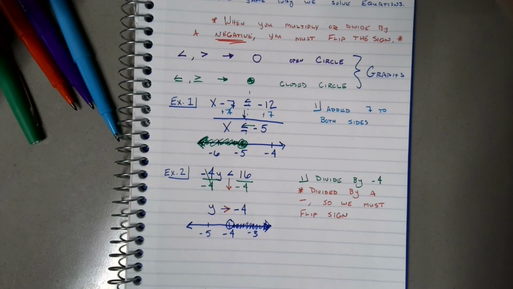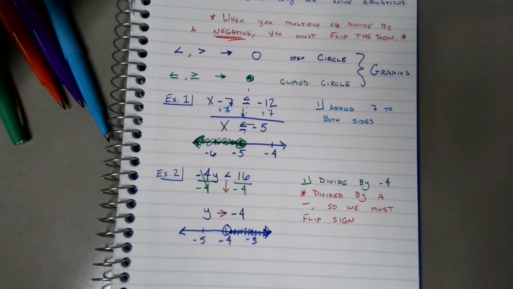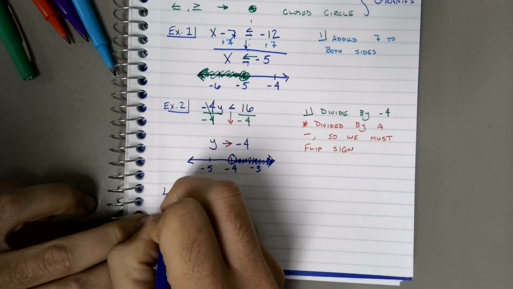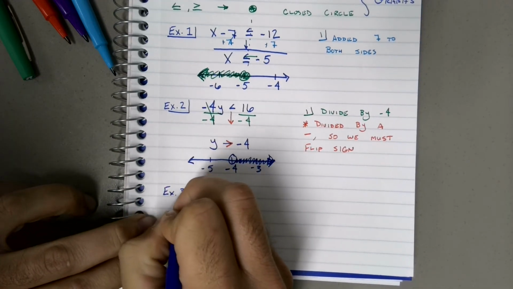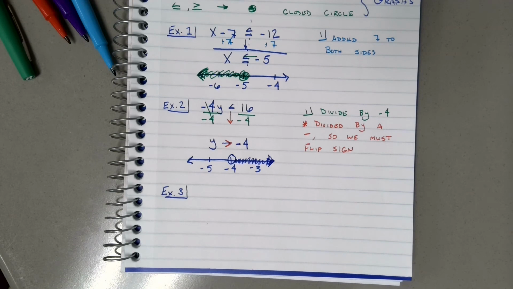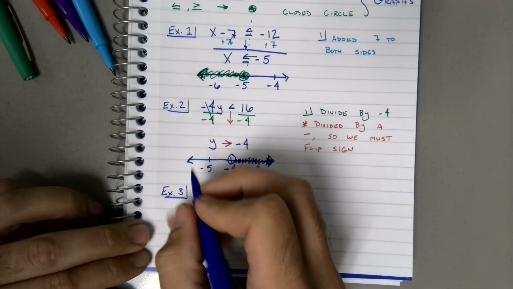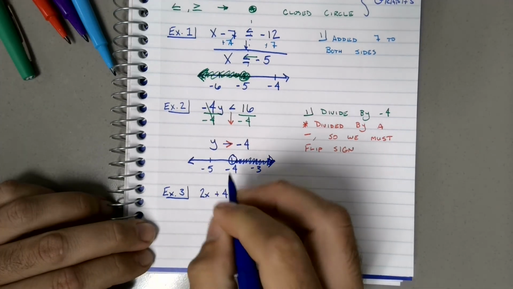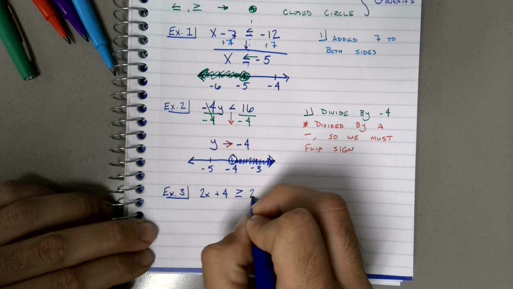So let's look at a two-step one here. There we go. All right, now we're cooking. Let's see here. Good two-step, one that's not too difficult. Whoa, that was pretty difficult. All right, let's do this one. 2x plus 4 is greater than or equal to 24.